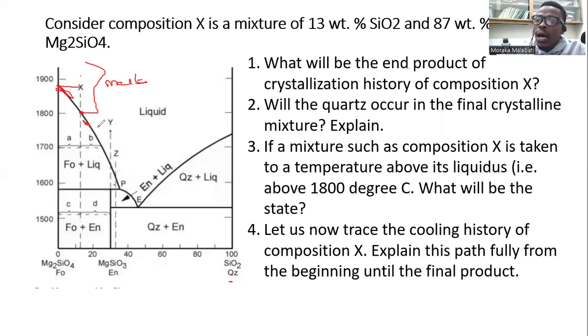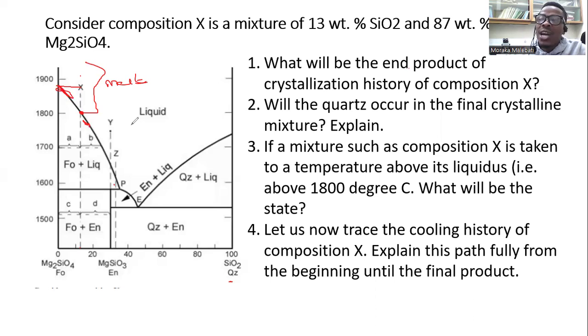So I want you to understand that as the liquid of composition X is cooled, nothing will happen until it reaches 1,800 degrees Celsius. At this point, the crystals of forsterite will start to precipitate out of the liquid. The first crystals that will form will be the crystals of forsterite. They will be the ones that start to precipitate out of the liquid.